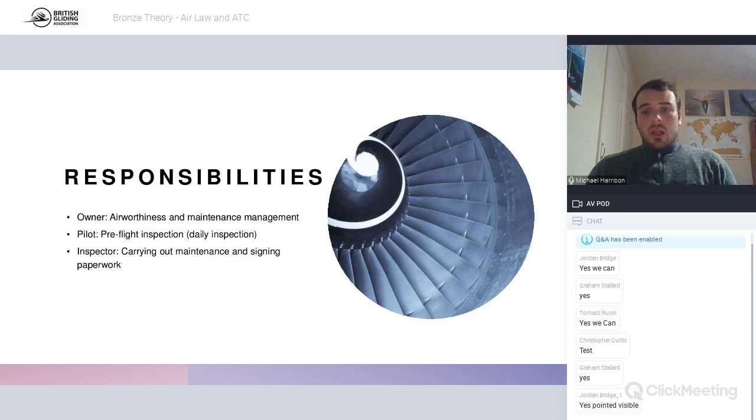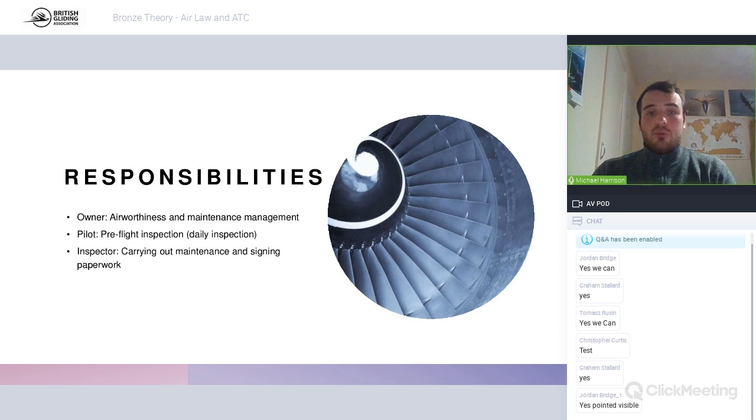There we go. We'll have a quick look at our responsibilities. Really, when it comes to airworthiness, there are three people that have responsibility for a glider, and that's the owner, the pilot, and the inspector. So the owner is simply the person who owns the glider. In a syndicate, there might be somebody specifically designated to do this sort of thing. If it's a club, then it will be up to the club's rules. It might be the committee, it might be the chairman, there might be a designated equipment officer or maintenance manager who's actually responsible for this stuff.